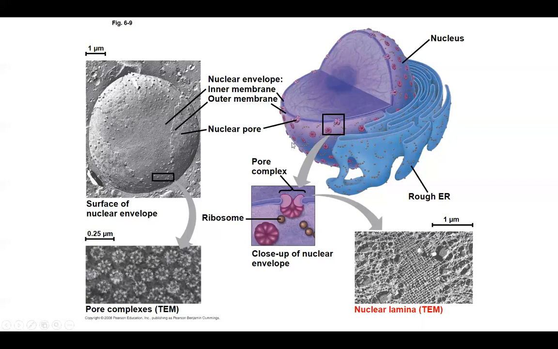Okay, so we've got our outer envelope, inner envelope, some space between. We're connected to the rough ER. We've got ribosomes, nuclear pores, entering and exiting, and we've now learned more about the inner structure and this nuclear lamina. Okay, so now let's talk about a couple of other structures.